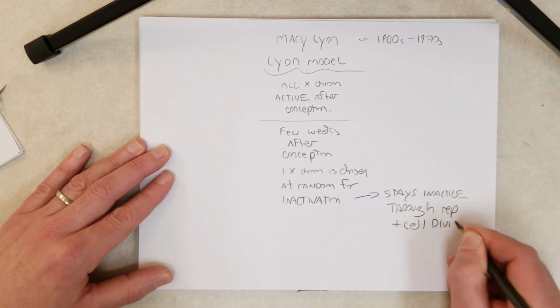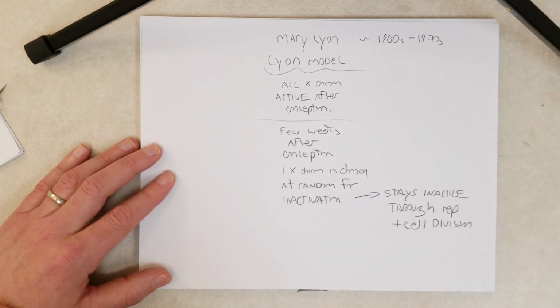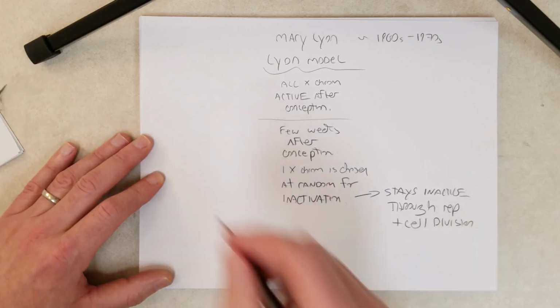So once an X chromosome is chosen at random for inactivation, in all cells that are in the lineage of that cell where the X has been inactivated, all daughter cells and descendants of that cell will keep that same X chromosome inactivated. So maybe I can diagram that.